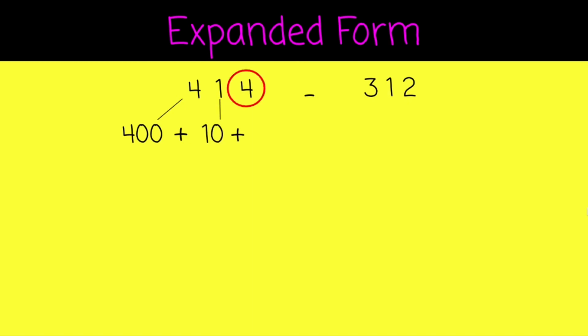Let's look at one final example, working with hundreds. 414 take away 312. Let's write 414 in expanded form. That 4 is in the hundreds column, it represents 400. That 1 is in the tens column, it represents 10. And that 4 is in the ones column, it's just 4. That 3 is 300, that 1 is 10, and that 2 is 2.